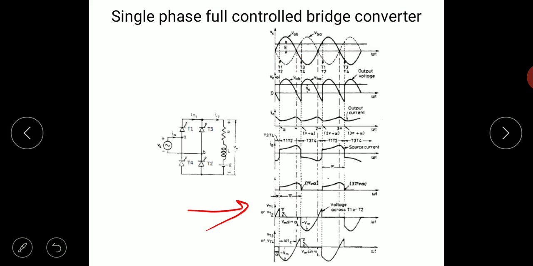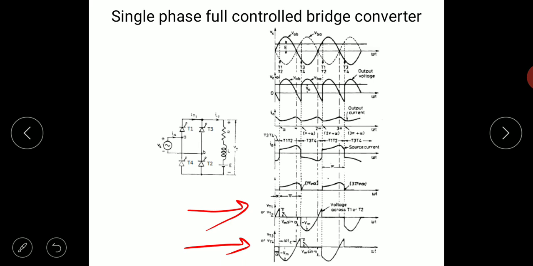So I am again repeating, the thyristor voltage will be 0 when the thyristors are conducting, and it will be equal to the voltage Vm sin omega t when the SCRs are not conducting. Whereas the thyristor voltage of T3 and T4 will be 0 when these thyristors are conducting, that is between pi plus alpha to 2 pi plus alpha, and at all other instants, the voltage across this SCR will be equal to minus Vm sin omega t.